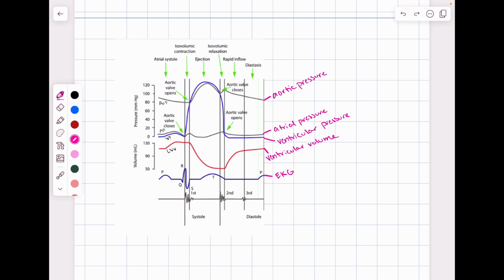And then all the valves are going to close, so we're going to see a little bit of an increase in the aortic pressure because the valves are closed. Once the ventricular pressure drops below the atrial pressure, that's when the valves will open again, and then the whole process starts all over again. But again, the volume in the ventricles stays the same, but the pressure comes down as they relax.